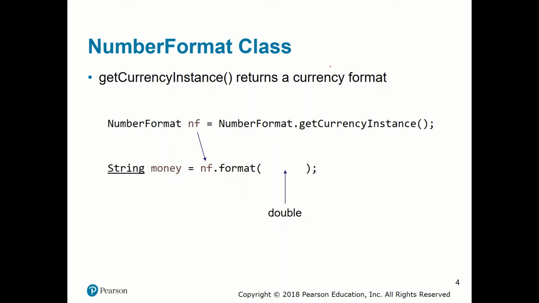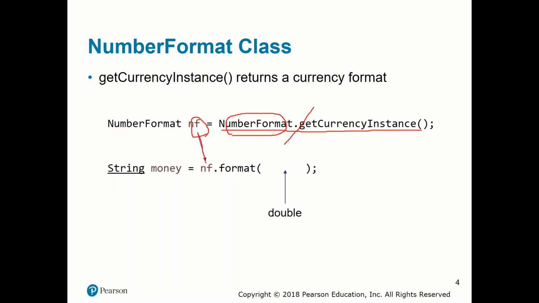First, I will explain how to use the getCurrencyInstance method. If you invoke NumberFormat.getCurrencyInstance, the method returns a NumberFormat object. Here, NumberFormat is a class name, so you must use the class name. You don't have to make an object, just use the class name. So NumberFormat.getCurrencyInstance. Then a NumberFormat object will be returned here, and nf will receive that object.